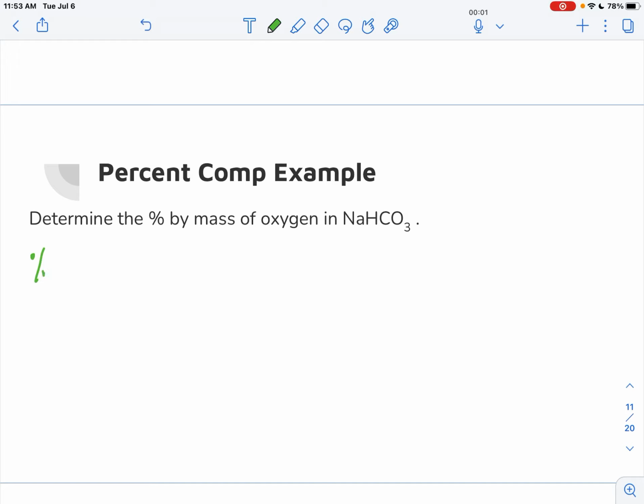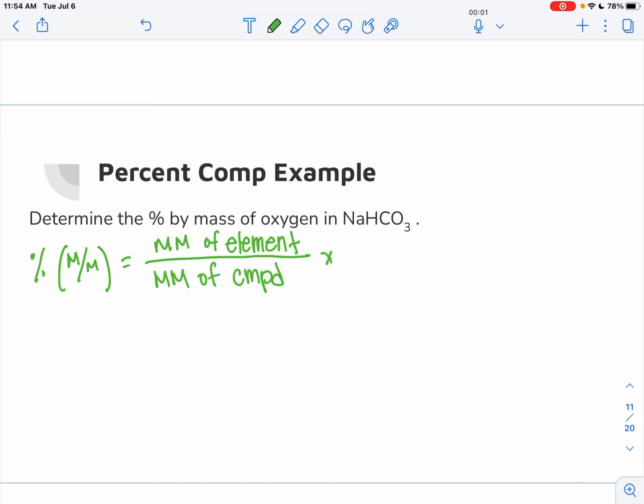So percent by mass of oxygen, which can be written this way, is the molar mass of the element over the molar mass of the compound times 100. So for oxygen, it's going to be 16, because that's the molar mass of oxygen from the periodic table. And then we're going to multiply by the subscript of oxygen. So here it's 3. And then the bottom is the molar mass of the whole compound. And we did this last week.